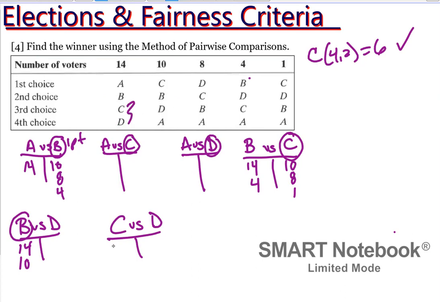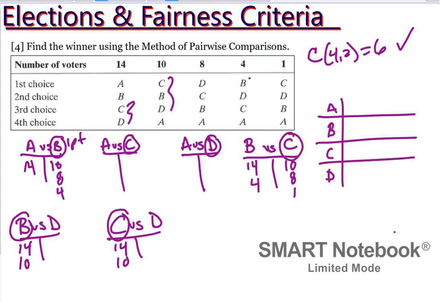C versus D, 14 votes go to C. C versus D, 10 votes go to C. C won the majority. Now we can do a tally, A, B, C, D, and say how many competitions each of them win. So the first competition goes to B, the second competition goes to C, the third one goes to D, the fourth one goes to C, the fifth one goes to B, and the sixth one goes to C. We see that we have 0 points, 2 points, 3 points, and 1.